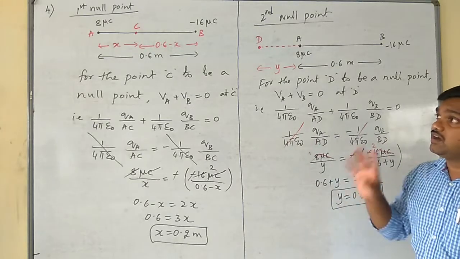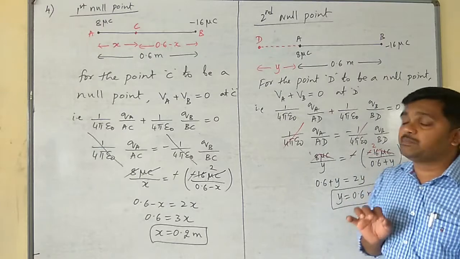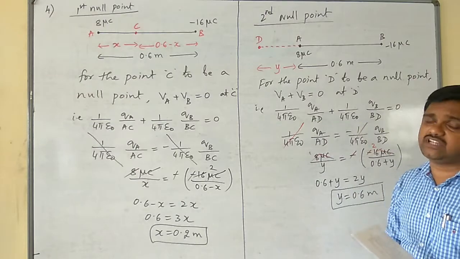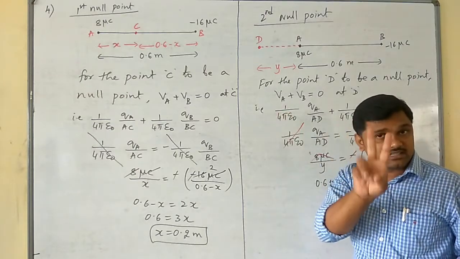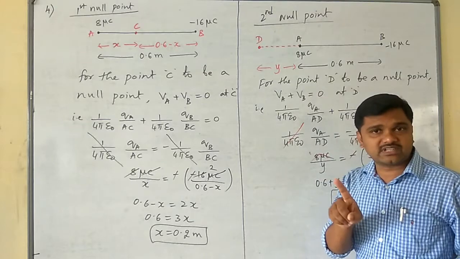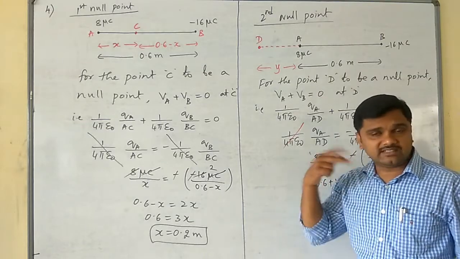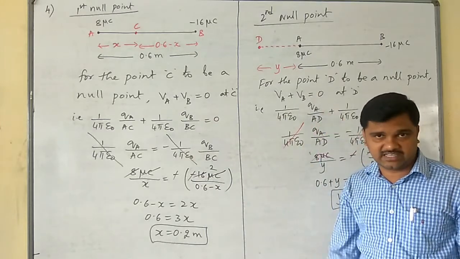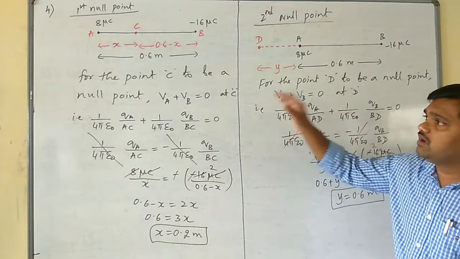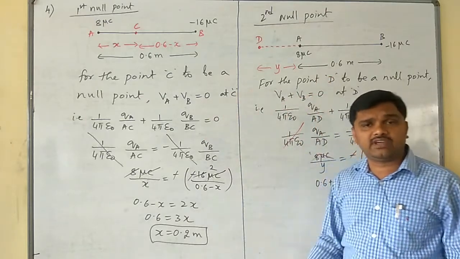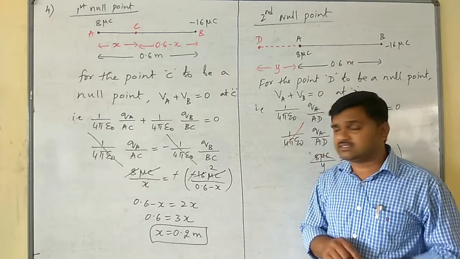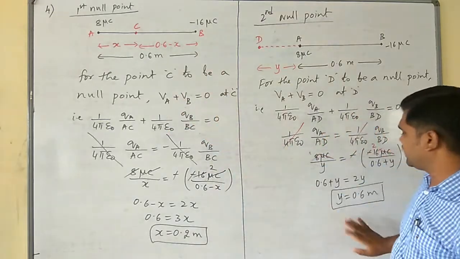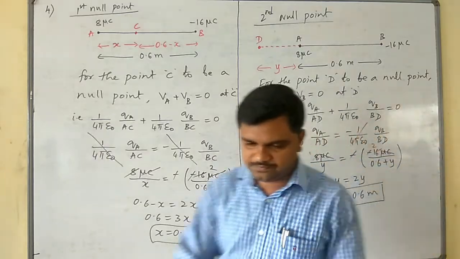Okay, so you have to remember, whenever there are a set of positive and negative charges, there exist two null points. The first null point between the two charges and the second null point outside the two charges, but always nearer to the smaller charge in magnitude. Okay, so null point is an imaginary point where the net electric potential becomes 0. That is, potential due to two charges becomes 0. So on simplification you get the answer.